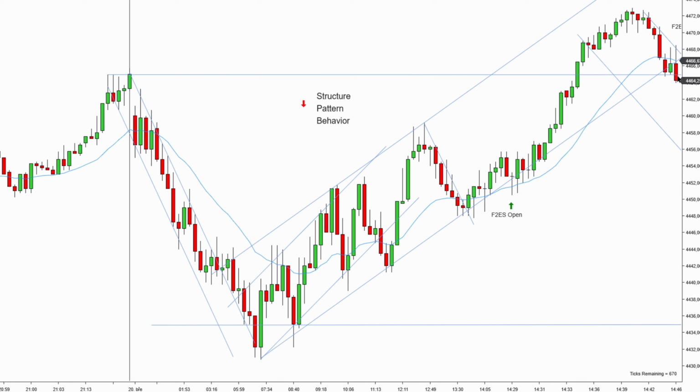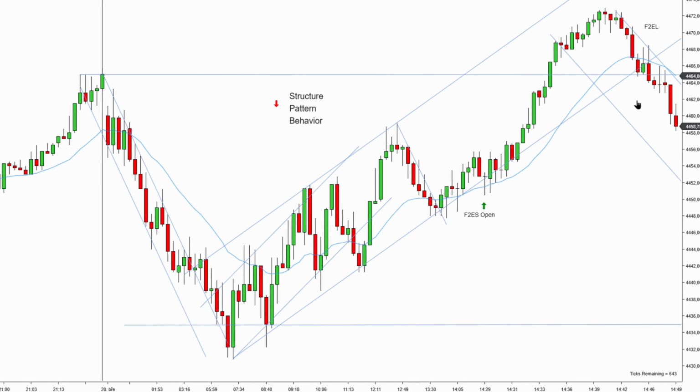So this is a great pattern. It's a failed second entry short. The behavior is great. This is a great signal bar, and the structure is in your favor because you're expecting price to go to the downside.